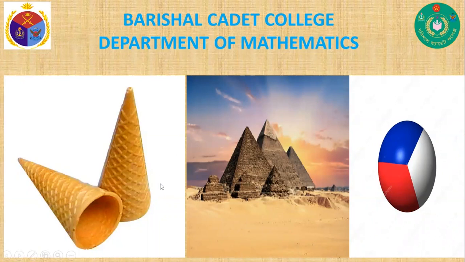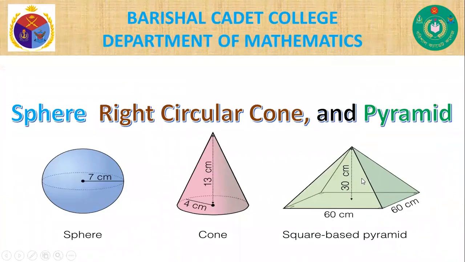Dear cadets, in my first class of solid geometry, I discussed parallelepiped and prism. In this class, I will discuss cone, pyramid, and sphere. So the topic of today's class is sphere, right circular cone, and pyramid.